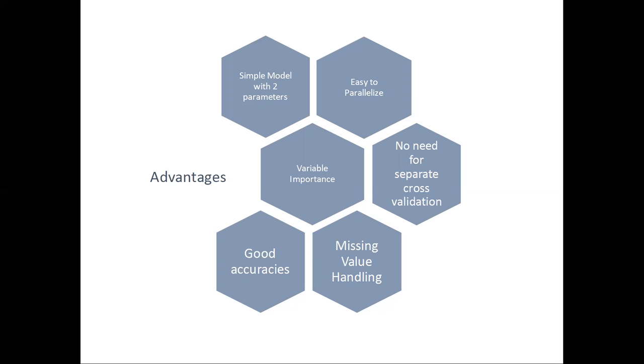So it's a very simple model. It's very easy to parallelize. We can get variable importance from the random forest model itself. As we said, there is no need for separate cross-validation because OOB can be used for cross-validation, but we recommend that both OOB and cross-validation methodologies be used to tune the parameters. It provides excellent accuracies and can also handle missing values. Outlier detection methods are possible by using random forest. We can use segmentation, and it has several other features, including that it can be used for unsupervised learning.